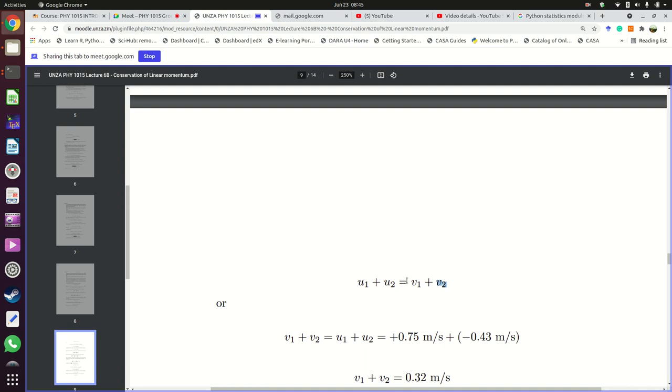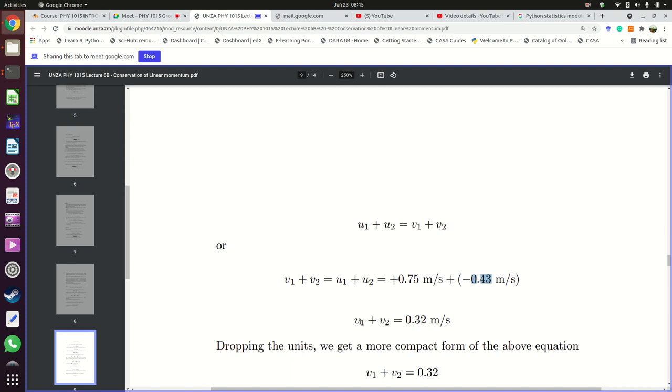So we can rewrite this as V1 plus V2 is equal to U1 plus U2. And in place of U1 and U2, we can make substitutions. That's going to be plus 0.75 meters per second, plus then minus 0.43. So we end up having V1 plus V2 equals 0.32 meters per second. So this is how V1, which is the velocity of the first ball, and the velocity of the second ball after impact are related. They are related in a certain way. V1 plus V2 equals 0.32 meters per second.